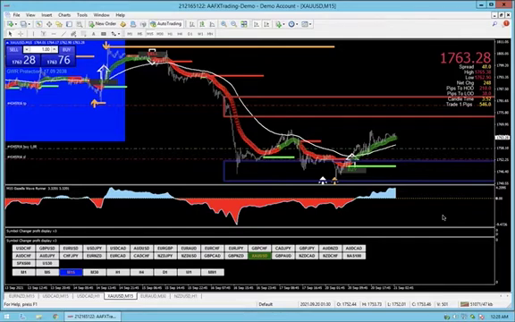Okay. So part of that is we're going to have to start narrowing down what it is we're going to trade, when we're going to trade it, how we're going to trade it. Are we going to scalp it? Are we going to intraday trade it?